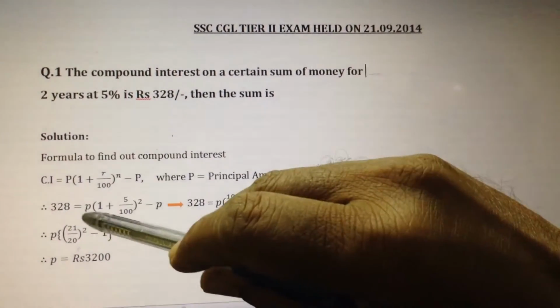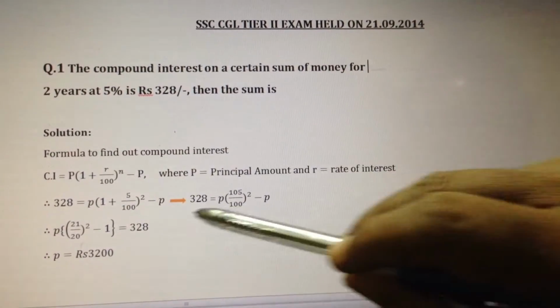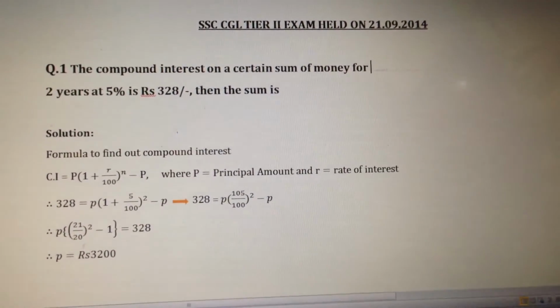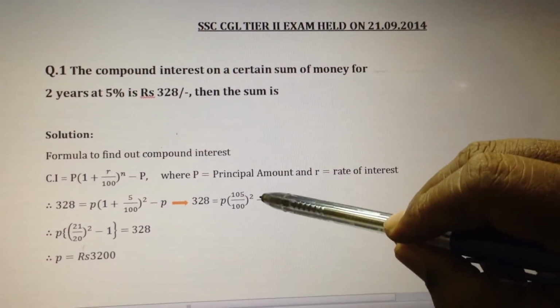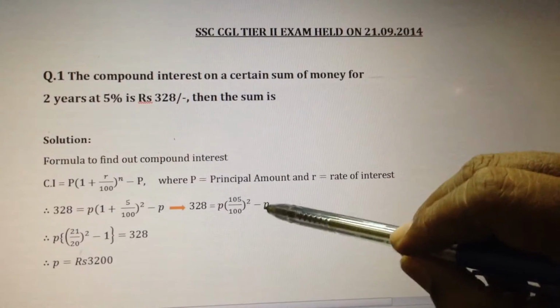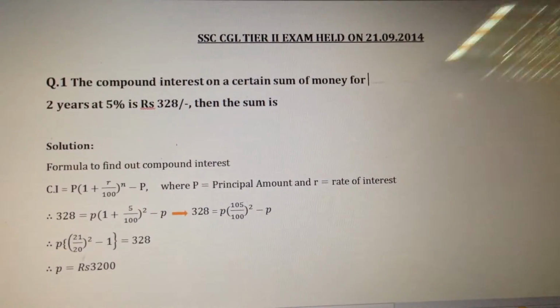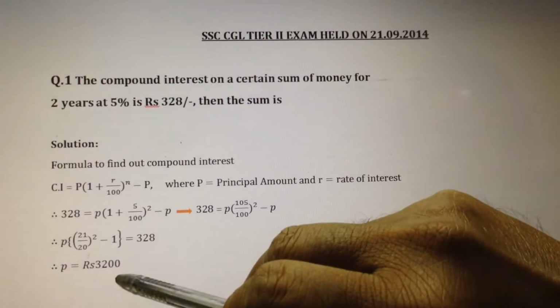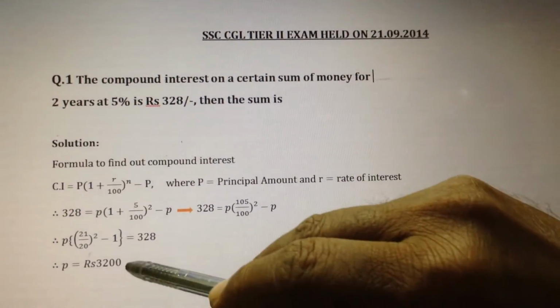Therefore, 328 is equal to P into (1 plus 5 by 100) whole square minus P. That is 328 is equal to P into (105 by 100) whole square minus P. After simplification, we will get P is equal to rupees 3200. So our answer is rupees 3200.